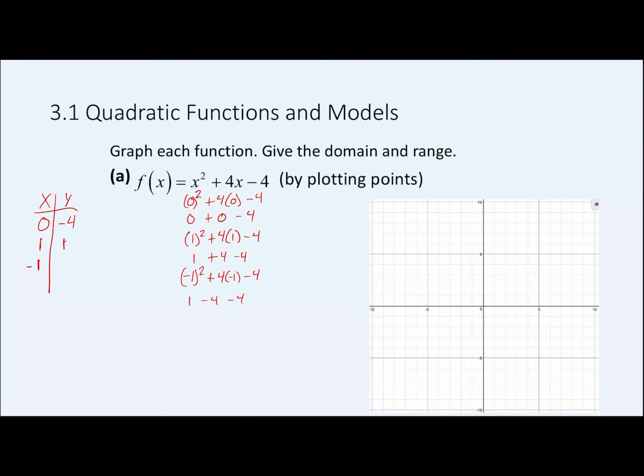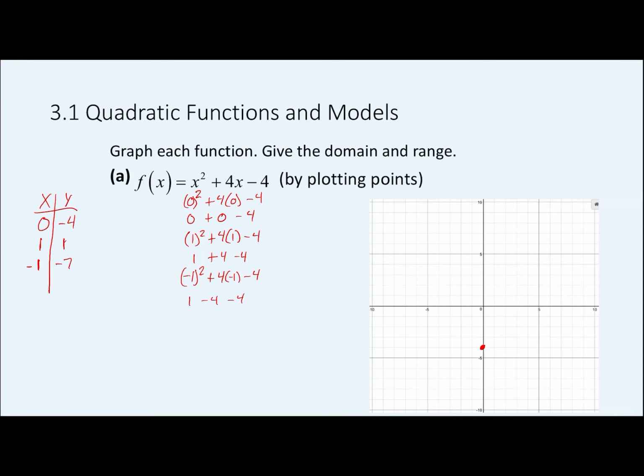Okay? And then we're going to put negative 1 in. So if we put negative 1 in, we have negative 1 squared plus 4 times negative 1 minus 4. Negative 1 squared is 1. 4 times negative 1 is negative 4. And then minus 4. Well, 1 minus 4 is negative 3. Negative 3 minus 4 is negative 7.